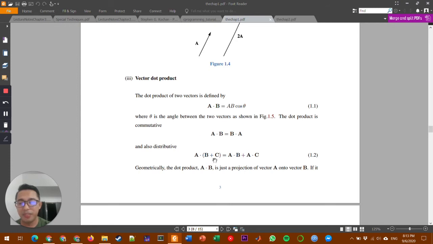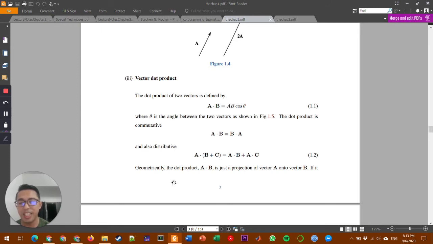So if you have these two vectors here, the sum of two vectors B plus C, and then you take a dot product of it with A, so ma-distribute ang dot product niya. So you have A dot B plus A dot C.